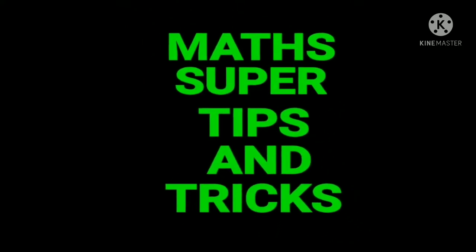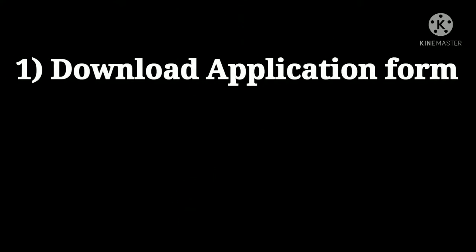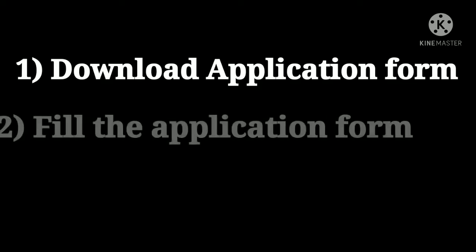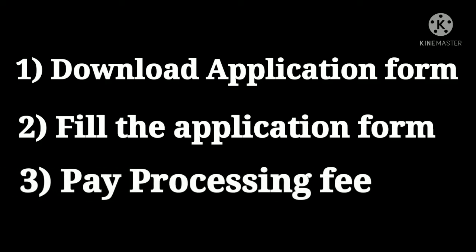First of all, what are these 3 simple steps you have to know? First one, download the application form. Second one, fill the application form. Third one, pay the processing fee. After completion of your processing fee, you can download your filled application form. Then you have to submit that personally at the following address. I will give the address also.